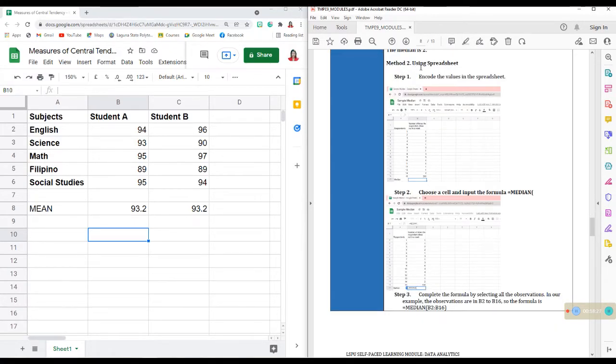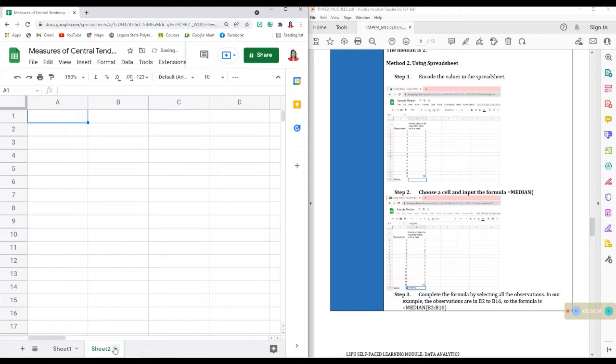Dito tayo sa method number 2, using spreadsheet, Excel o kaya Google Sheet. So, lagay tayo ng isa pang sheet dito. Yan, may sheet 2 na ako. Tingin po kayo dito sa left side. Nandito na po tayo ulit sa Google Sheet. Okay. Kopyahin natin yung data. Yung data natin dito sa first column, isulat natin yung respondents. So, meron tayong respondents na 15. So, 1, 2, 3. Drag ko lang siya pababa.